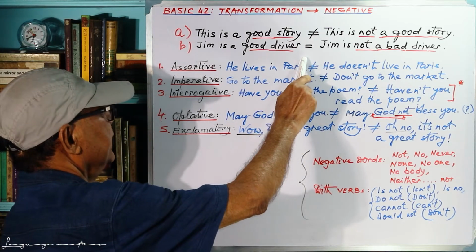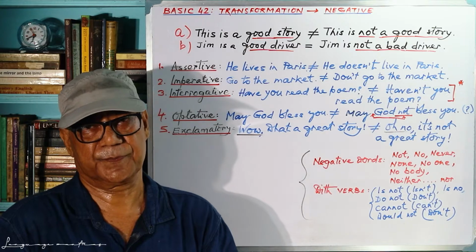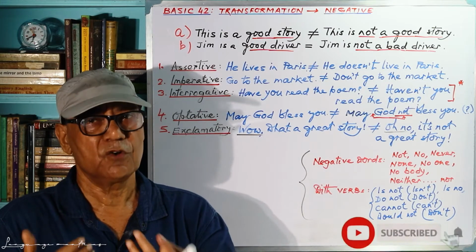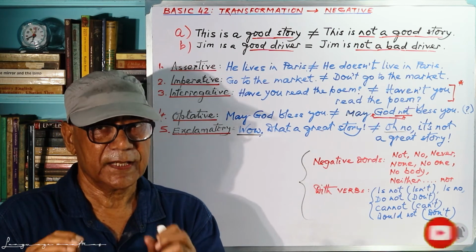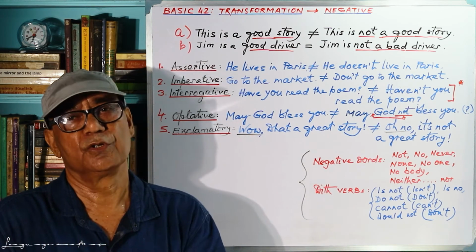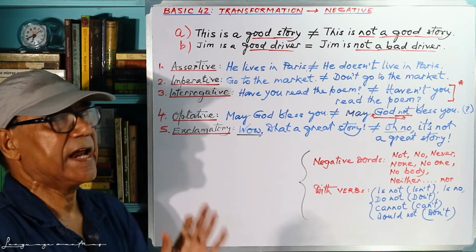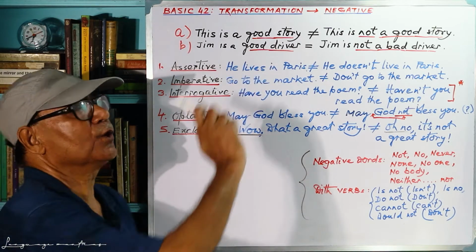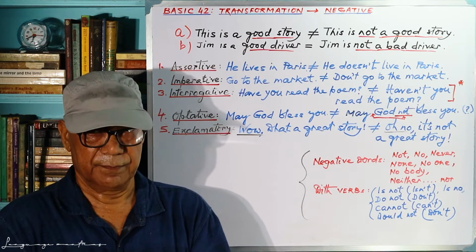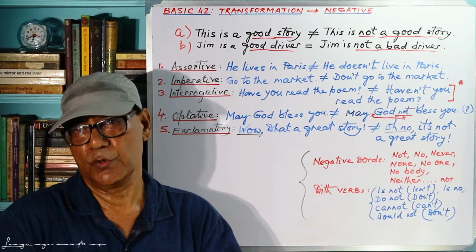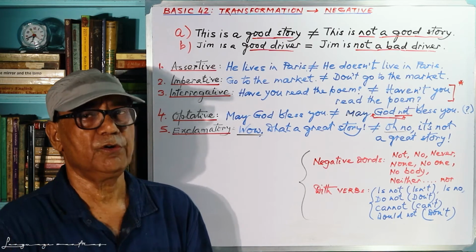Look here carefully. These are two sets of sentences. Once I read them out for you, it will be very clear what I am going to talk about today. So let's see, A and B. A: This is a good story. It's a very simple sentence and there is no difficulty in the sentence. This is a good story.